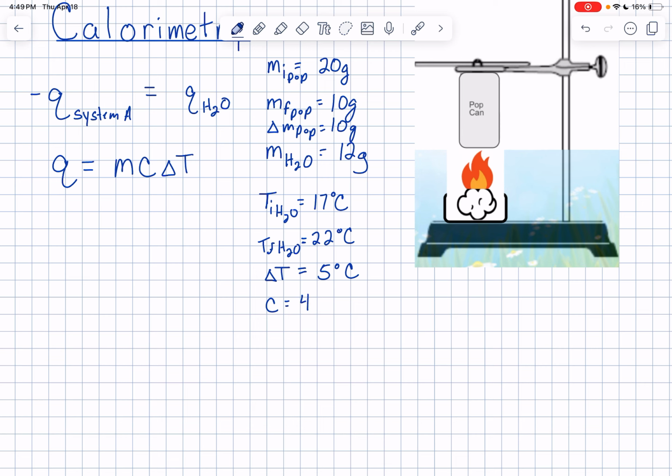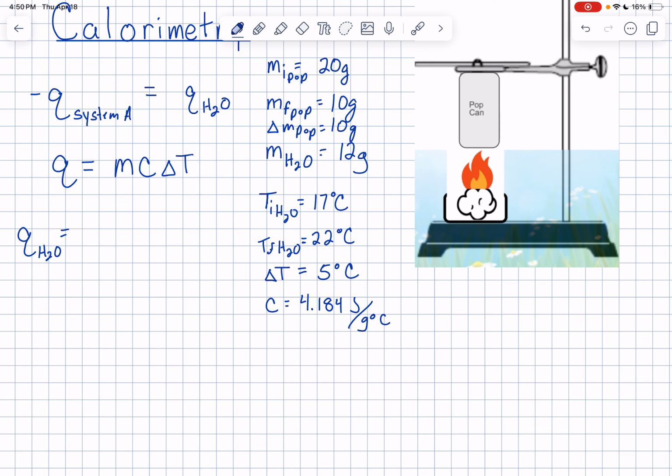But it's 4.184 joules per gram per degree Celsius. So I know the c of water. I don't know the specific heat capacity of popcorn. And I need a change in temperature, and I have the change in temperature of water, but I don't have the change of temperature of popcorn. So I'm going to go ahead and determine the change in heat of the water.